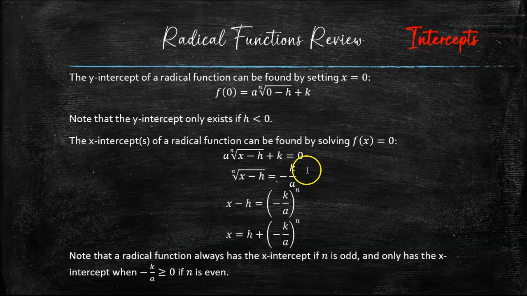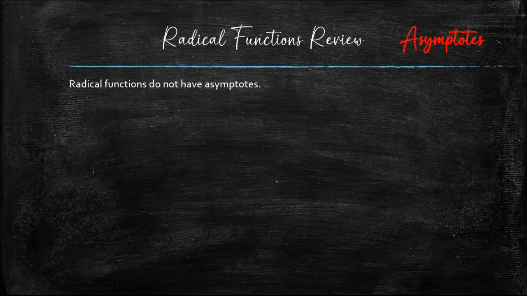So only when n is odd, you have both the x and y intercepts. When n is even, you may have neither x nor y intercept. So it really depends on the combination of numbers that you are given. It's important to remember that radical functions do not have asymptotes. It is important to remember that radical functions are continuous in their domain.